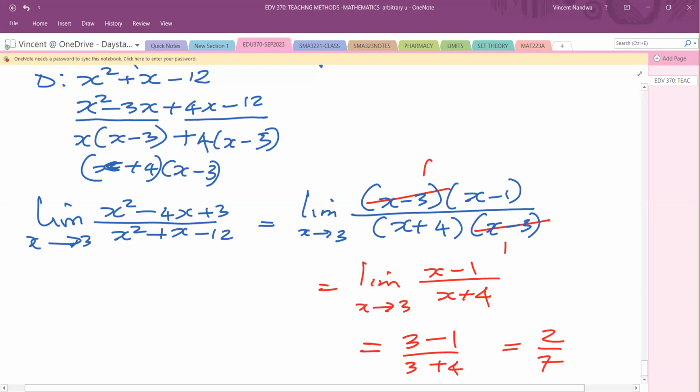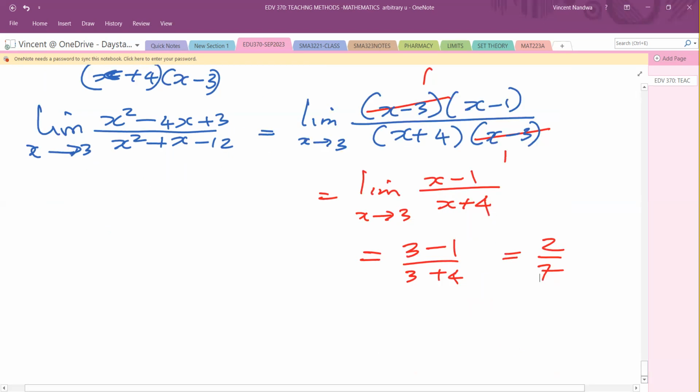Then kuna hiyo ingine inasema limit as x approaches pi over 2. So remember pi in terms of angle ni 180 degrees. Ukidivide na 2 inamaanisha 90 degrees. Sawa. Able to see it?